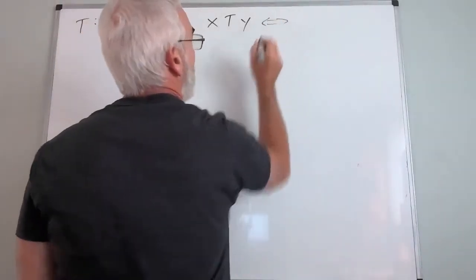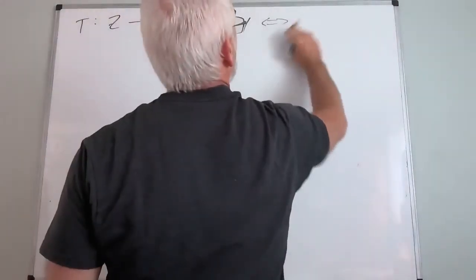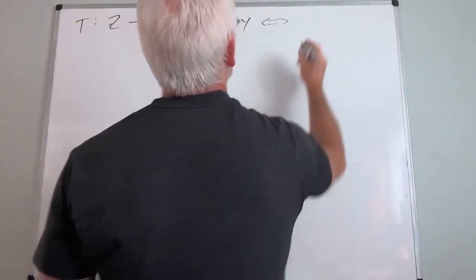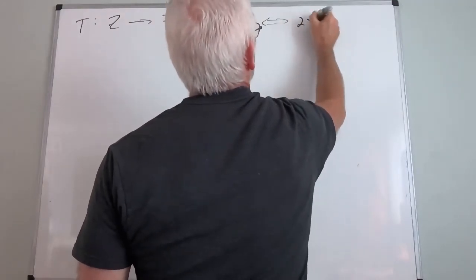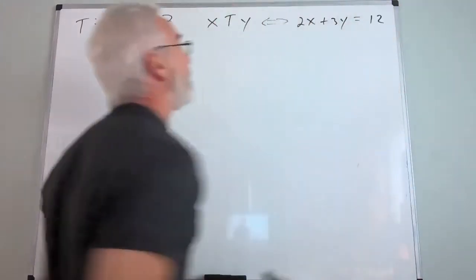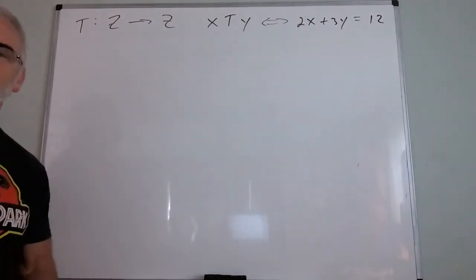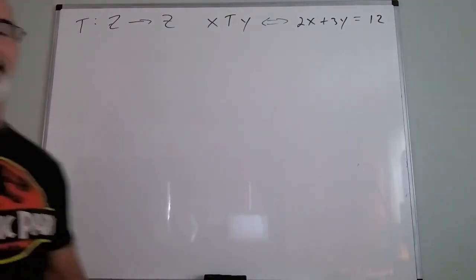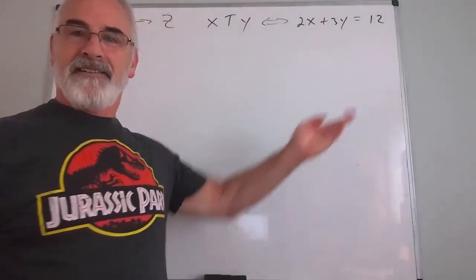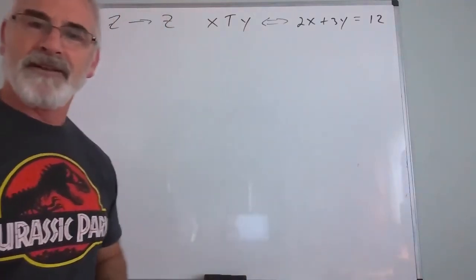Okay. If and only if, how about, let's keep it simple. 2x plus 3y equals 12. Now, what am I describing there? Anybody want to try this? What is that? Just blurt it out. Good.